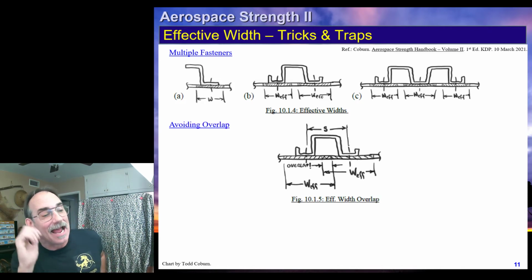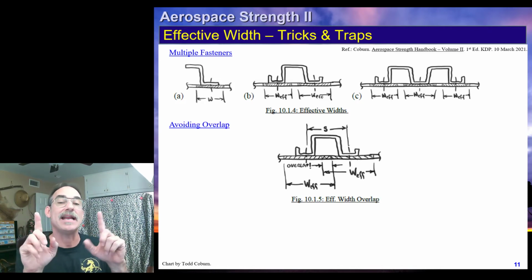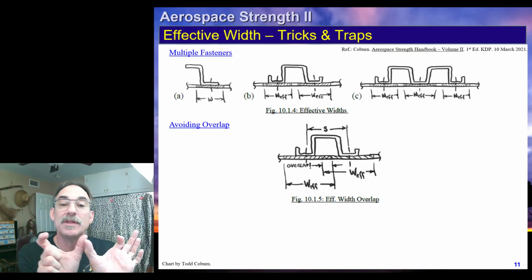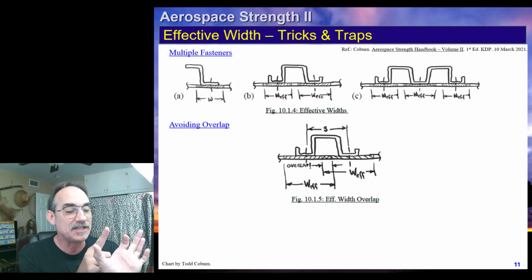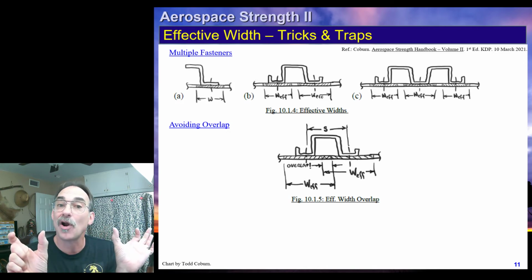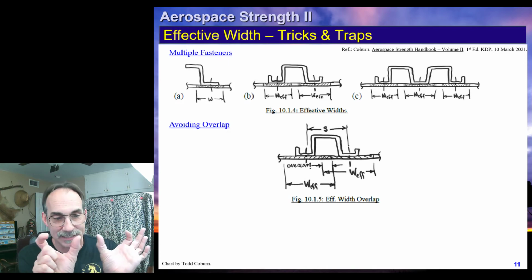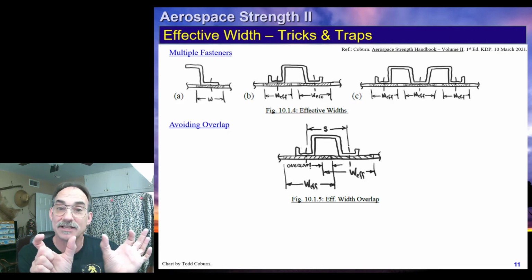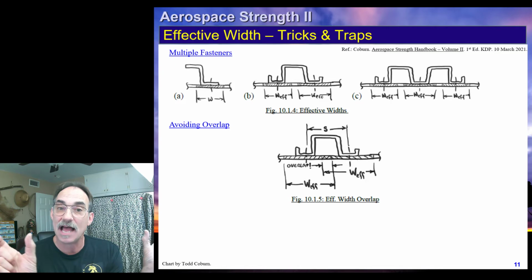Take a look at this guy. Here's a stringer, and it has 2 fasteners. So normally you think, okay, we can use effective width of skin for both. And if these fasteners are far enough apart, then that's true, because you can see if we have 2 fasteners that are spaced like this or like this or like this, we still have 2 times the effective width of skin.